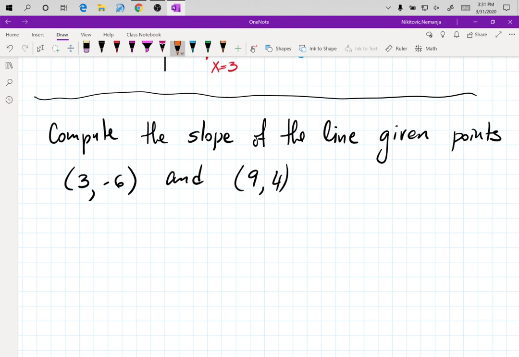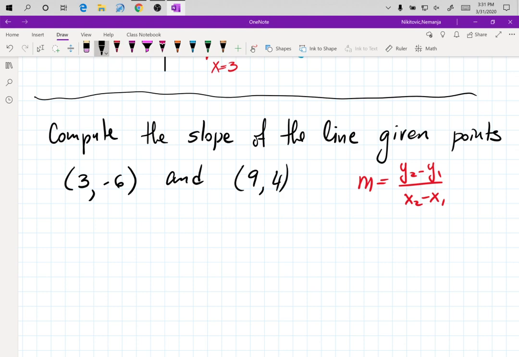The formula that you must memorize, otherwise you are doomed, is m equals y2 minus y1 over x2 minus x1. So that's the formula that you must know. And you can label the points any way you want. Either one of them can be point 1, the other one has to be then point number 2.